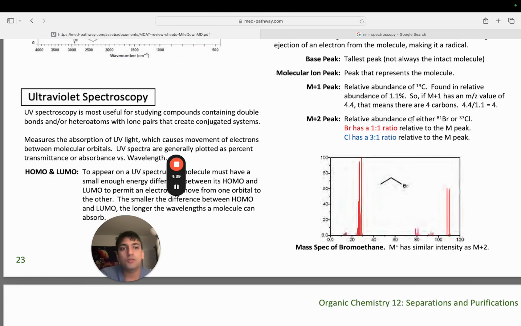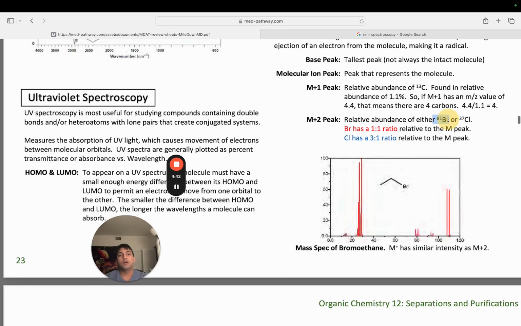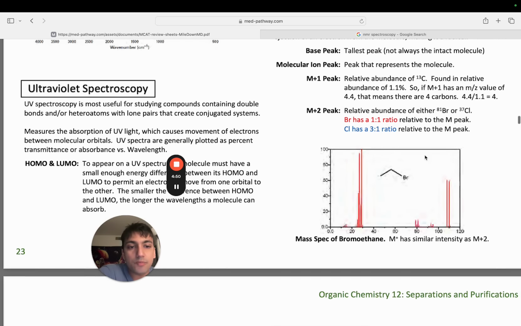The M+2 peak tells you the relative abundance of either bromine-81 or chlorine-37. Bromine has a 1-to-1 ratio relative to the M peak, and chlorine has a 3-to-1 ratio relative to the M peak. So let's look at 1 or 2 examples.